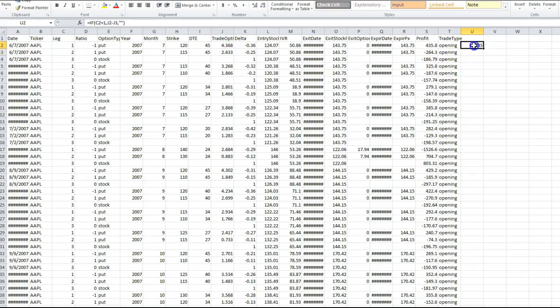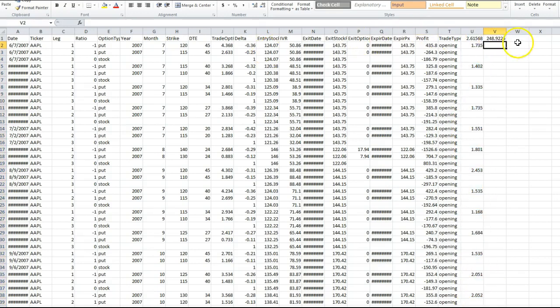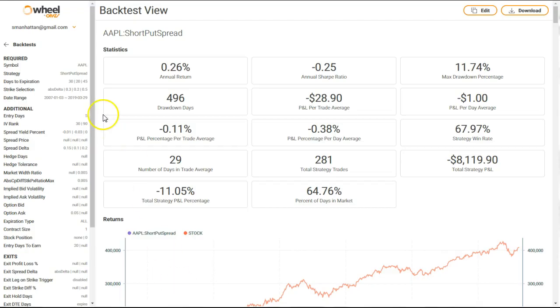So that's $1.70, and the average of this is 248, so that's about 1%, or 10%, I should say. So it's about 1%. So let's use those to train our backtester. Let's go back to the backtester, keeping in mind that it's about 1%. And so let's pivot on that.